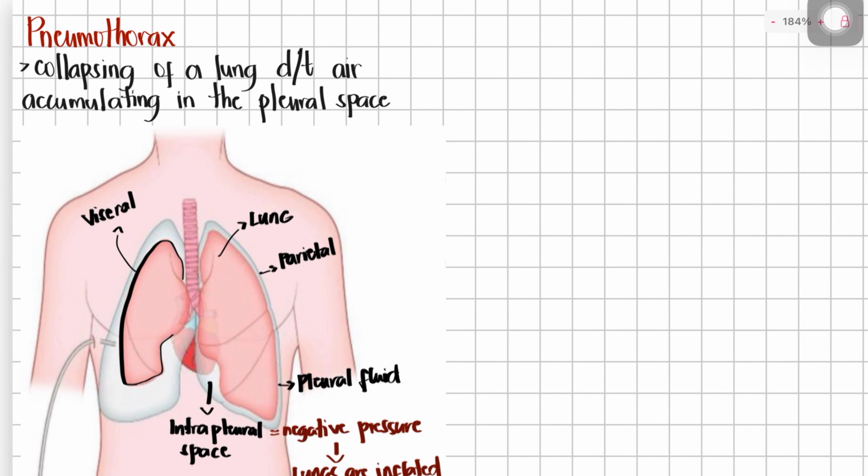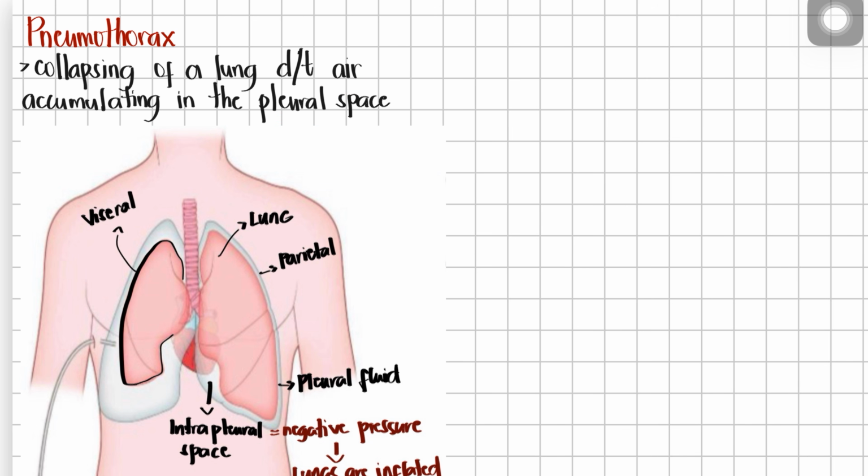Okay, good day nurses. For today, let us discuss pneumothorax. By definition, pneumothorax is the collapsing of the lung due to air accumulating in the pleural space. So sa madaling sabi guys, nag-collapse ang isang lung natin dahil merong accumulation of air inside the pleural space.